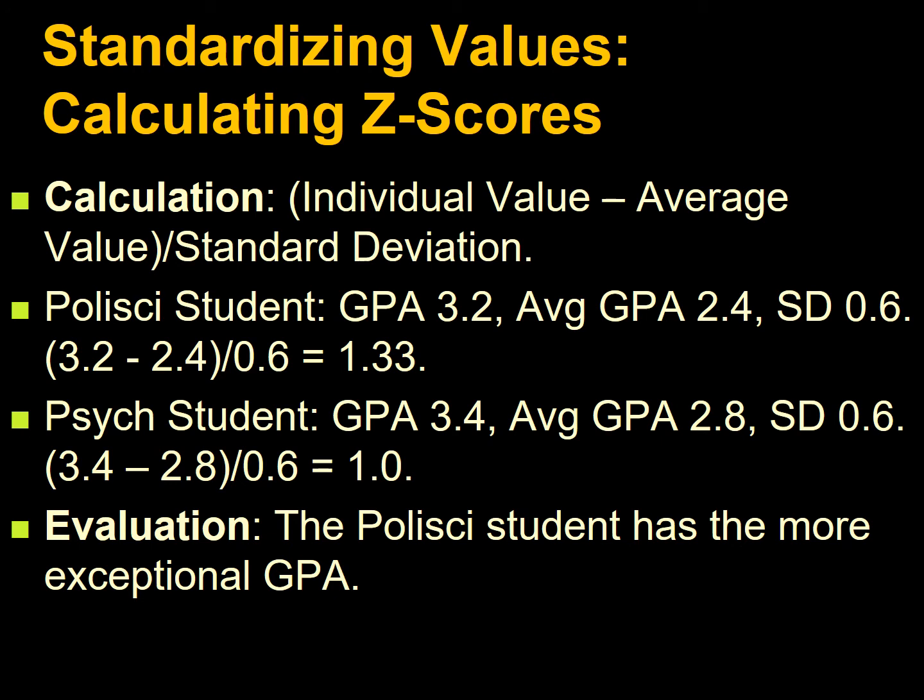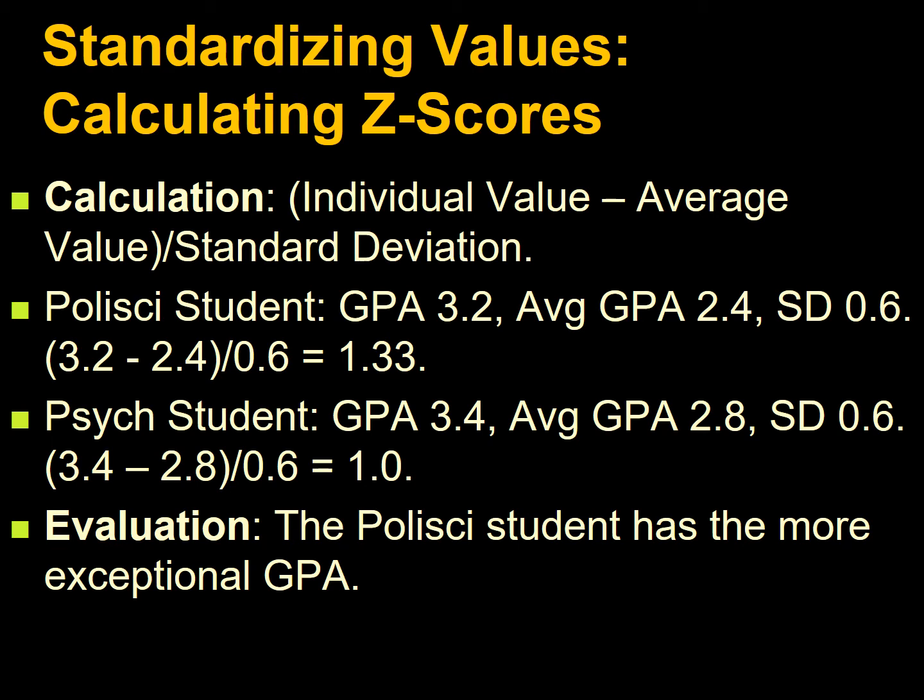Standardizing values, calculating z-scores. So we have a problem here. We want to find out who's smarter, a political science student or a psychology student. So the calculation we're going to make is going to be the individual value that they have minus the average value divided by the standard deviation. And this is going to make it possible to compare the values for these two cases.